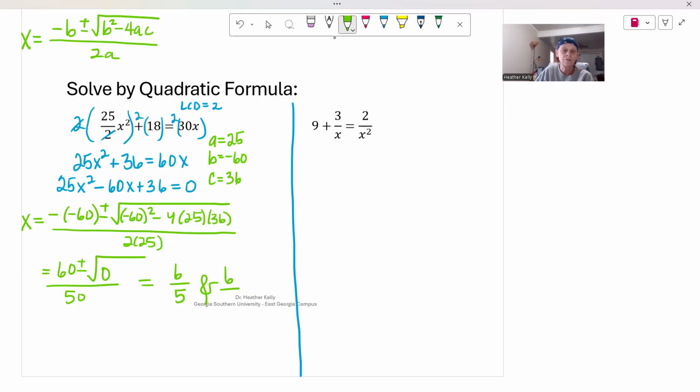and 6/5. Now they're only going to ask you to write it once. Writing it twice is redundant, but I want to make sure that you know this had an x squared in it and there were two answers. They just so happen to be the same one. Okay, awesome. Let's look at this next problem.